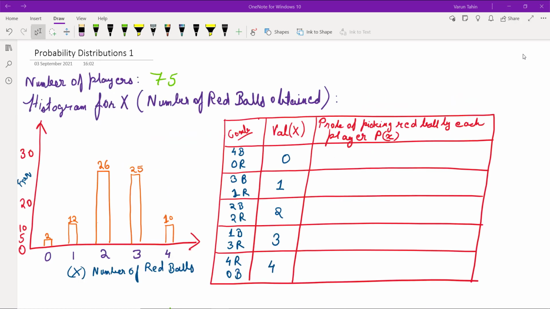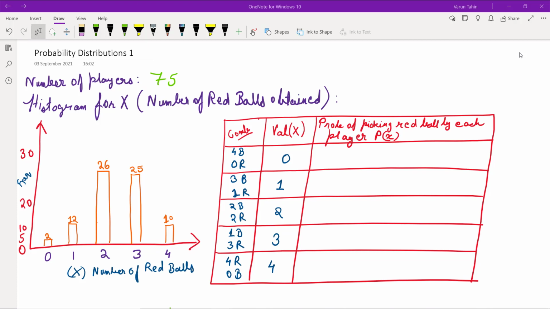So now that we have seen what a random variable means, let's see the distribution by allotting the balls picked by all the 75 players and jotting down the frequency of their occurrence in this histogram. In this histogram we have numerically scaled the x-axis with the number of red balls, and on the y-axis we have mentioned its frequency of occurrences by all the 75 players. Another way to look at this is that 2 players have got 0 red balls and 4 blue balls. Then 12 players have got 1 red ball and 3 blue balls. 26 players have got 2 red balls and 2 blue balls, and likewise.